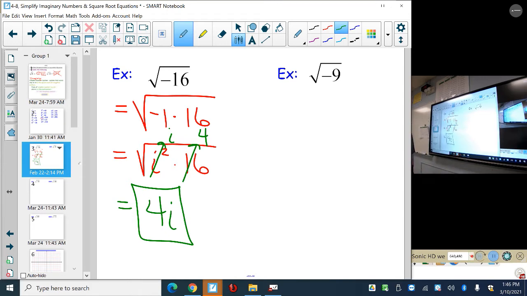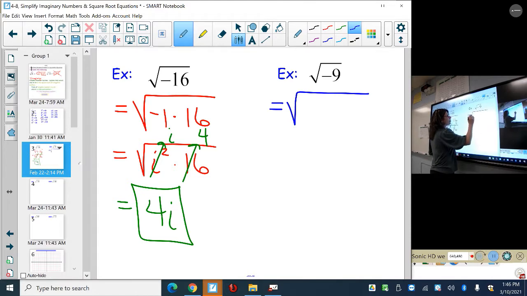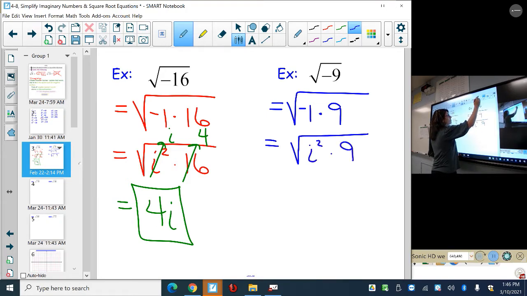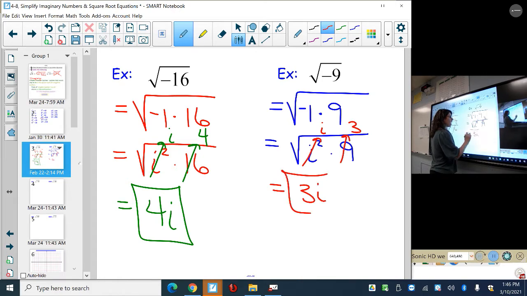Okay? We're going to do that again. So again, I see a negative, so that's going to be negative 1 times 9. 9 is already a perfect square. i squared is negative 1. 9 stays. The square root of i squared comes out as an i. The square root of 9 comes out as a 3 to give me 3i as my answer. And this is exactly the way I want you to do tonight's homework. Exactly the way I'm doing it here is exactly the way I want you to do it.